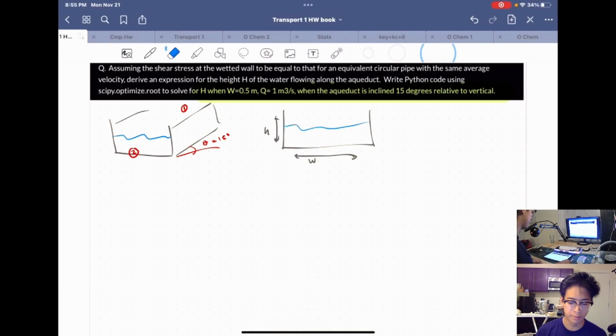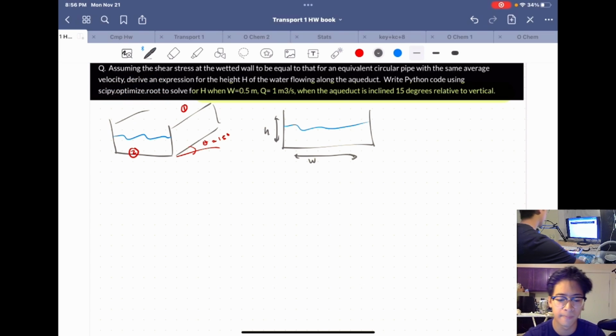Alright, and welcome back to another video of transport phenomena, where in this video we'll be solving this question on screen. This question goes over a situation of an open air aqueduct on a decline. The question at hand is, what is the height of this aqueduct given width and flow rate and the angle of declination? We are also told that this is a root solving problem. So we're going to set up an equation to root solve.